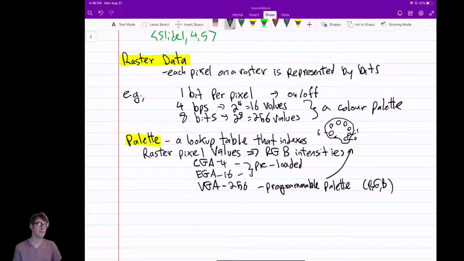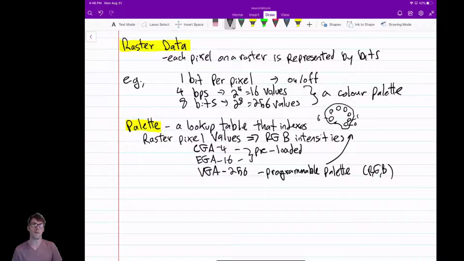Don't memorize this. We're not going to test you on your knowledge of this, but it's very useful history, and it does come up from time to time. If you're into retro gaming, or if you find yourself working on an archaic system for tractors, it might say, okay, you have an 8-bit palette.